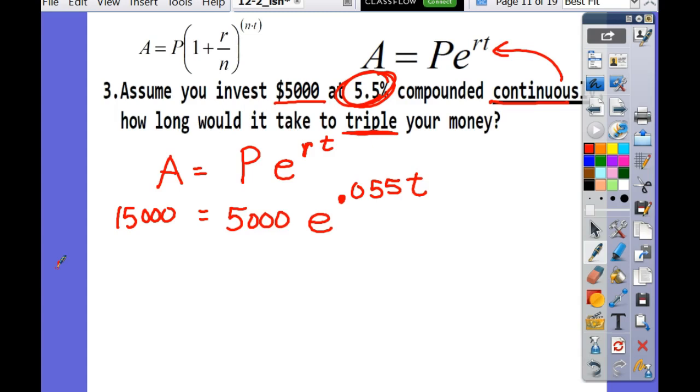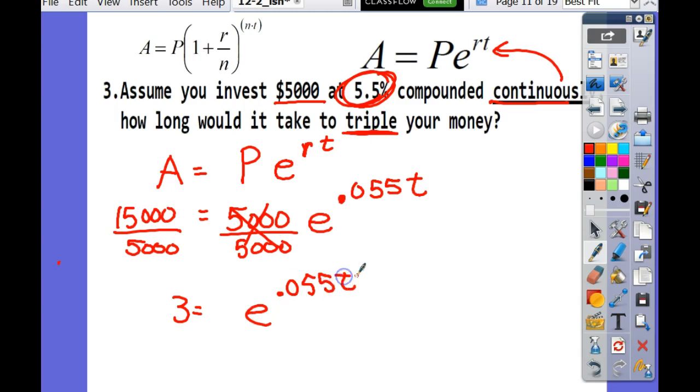Take the log of both sides. But here's where it's different. Wait, I'm a step ahead of myself. The first step is to divide by the 5,000. And then we're going to take the log of both sides. But when we have an E, we do not take the base 10 log. The calculator has another log in it.